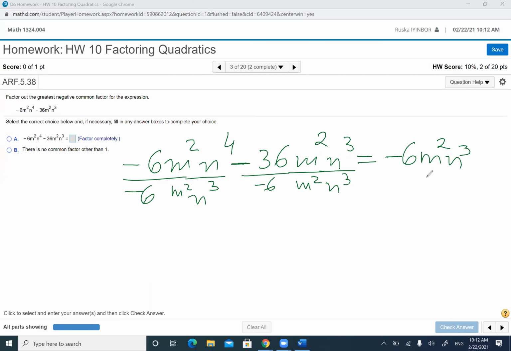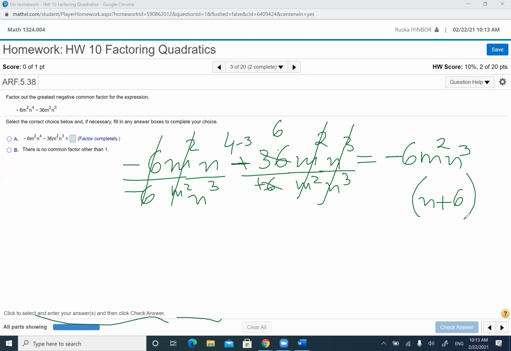And then inside the parentheses, what is left? So negative 6 divided by negative 6 is 1. M squared cancel. N to the 4 minus N to the 3 is going to be just 1 N left, because 4 minus 3 is going to be 1. N to the first. Then minus and minus 6 here cancel. So it's going to be plus, because negative over negative make it positive. 36 divided by 6 is 6. M squared cancel. N to the 3 cancel. So only 6 is left. Okay? So this should be my final answer.